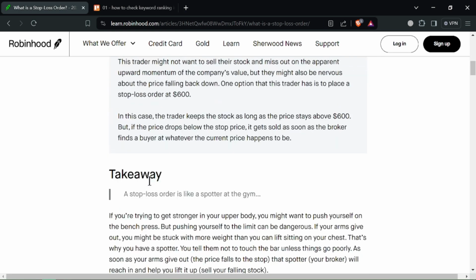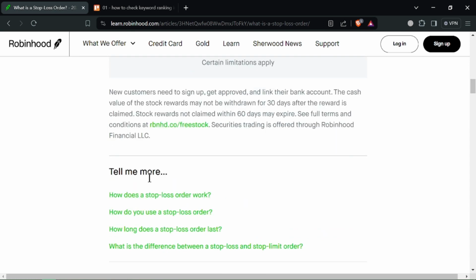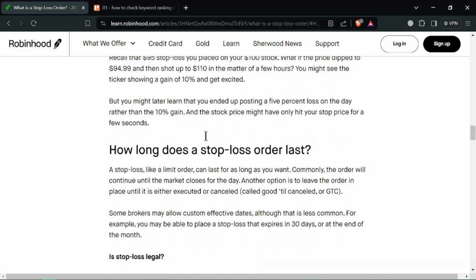Once you've entered your stop price and limit price, review the order details and tap Review Order. Double check everything looks good, then submit the order. Robinhood will confirm your stop loss order.